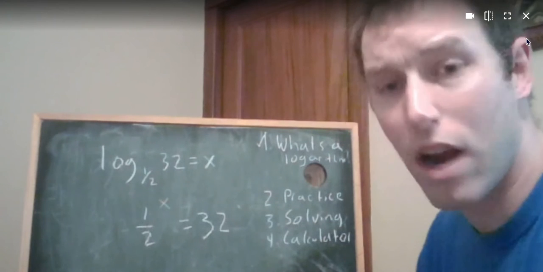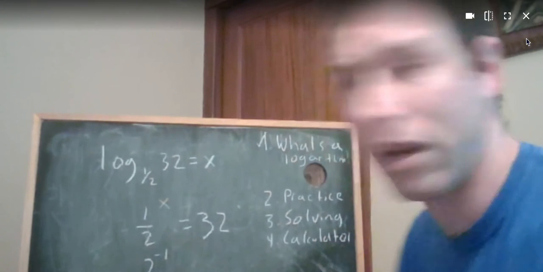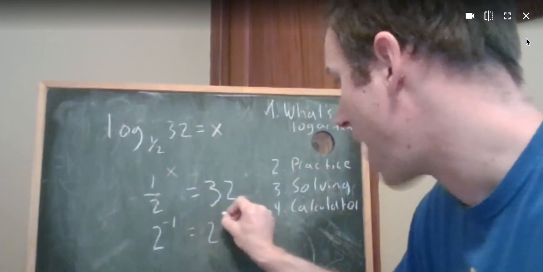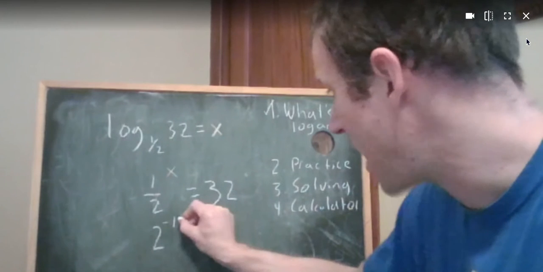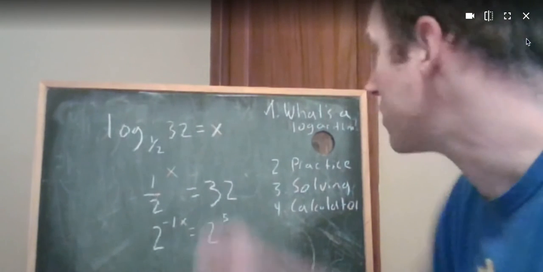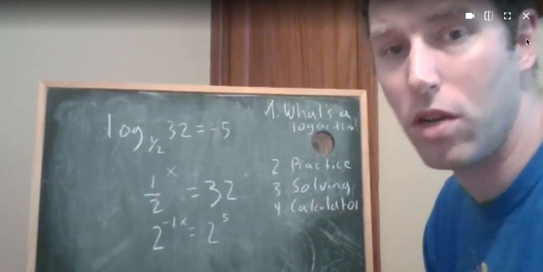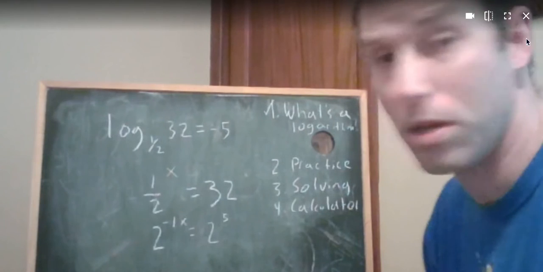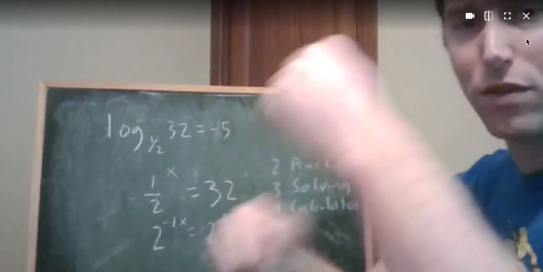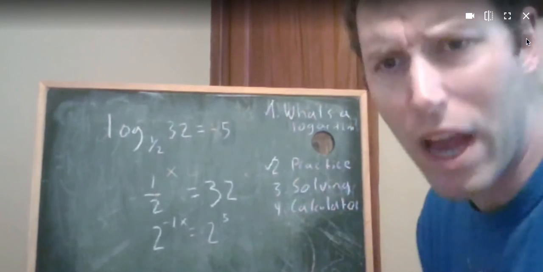Doesn't necessarily get us there. I can take this a step farther. 1/2 is like 2 to the power -1. 32 is like 2 to the power 5. And there was an x there. X has got to be -5 because -1 times -5 is 5. So that's the answer to that logarithm. 1/2 to the -5 equals 32. The log base 1/2 of 32 is -5. The negative changes the 1/2 to a 2, and the power 5 gets us to 32. So there's a little bit of practice playing around with logarithms.